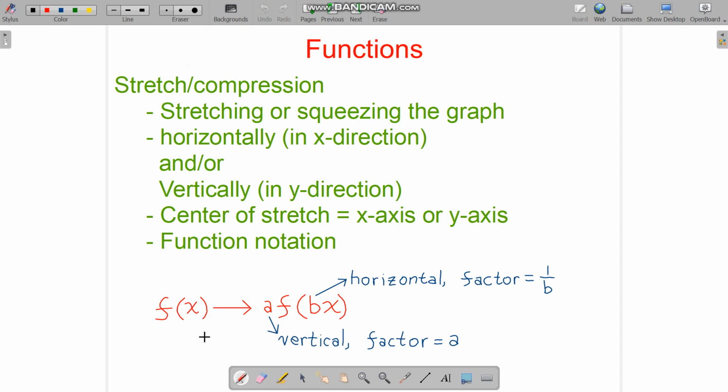For stretching or squeezing horizontally or vertically, we use x direction, y direction, that's the proper wording. And the center of the stretch is always the x-axis or the y-axis. In notation, we have a multiplication on the inside or outside. Inside is horizontal, outside is vertical. And for horizontal, the factor is the reciprocal.